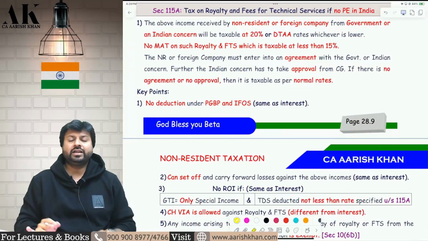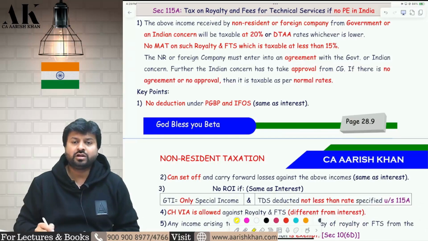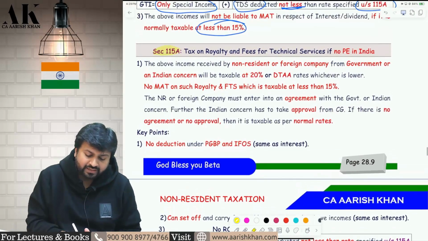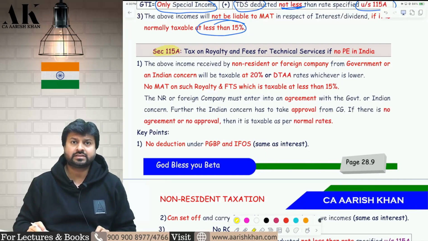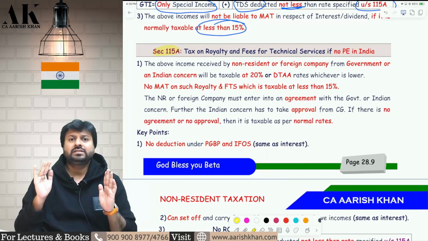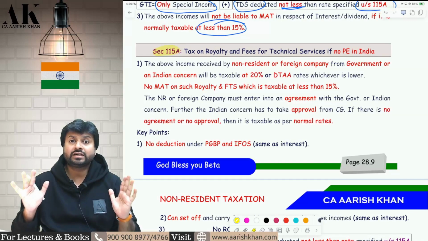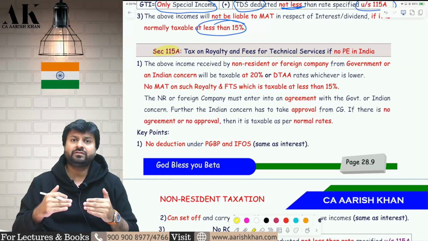Now, this completes your interest and dividend. Now, let's talk about royalty and FTS. For royalty and FTS, a similar section is applicable, but there are two sections applicable for royalty and FTS. Remember all of you, if there is no PE of the non-resident in India, then you will come under 115A.